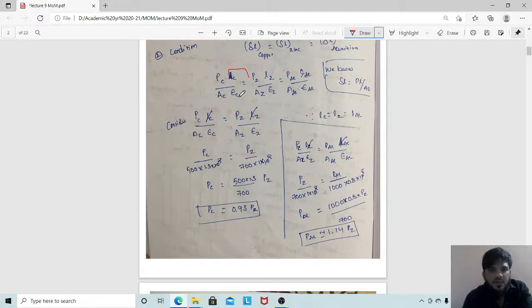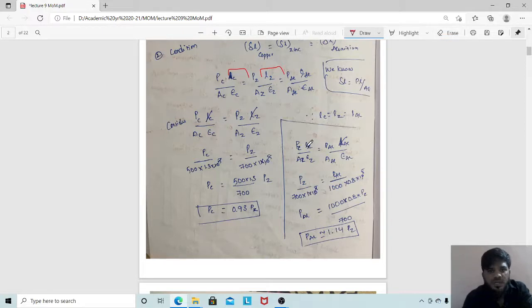Similarly, do it for PZ and PAL, or you can do for these two or these two, anything. But you should get all the relationships in terms of a single number. Here we have got PC is equal to 0.93 PZ. So instead of doing PC and PAL, try to do PZ and PAL, because it will be easy for you. Okay. First, these all are converted in terms of Z. All are converted in terms of Z.